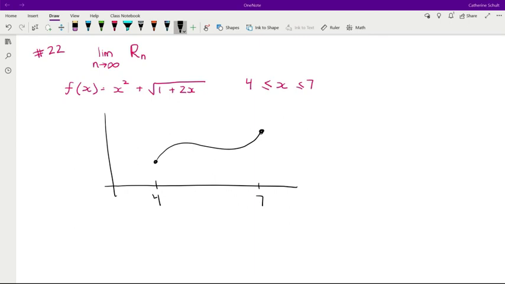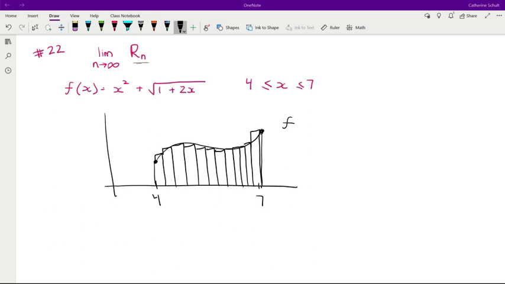So just to get a quick visual, we have this function f, and we're going to be looking at the area between 4 and 7, and we're going to be looking at Rn. So we're going to create these even intervals and create rectangles whose height is the right-hand endpoint, okay? All right, so there's a quick drawing. This is taking longer than I thought.